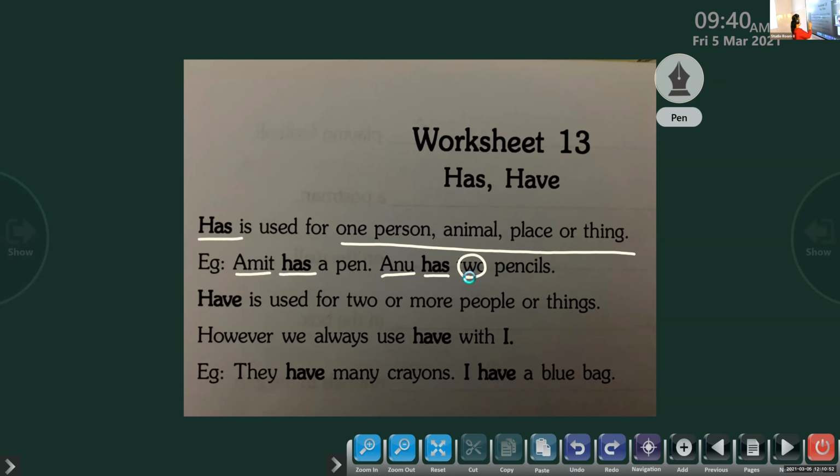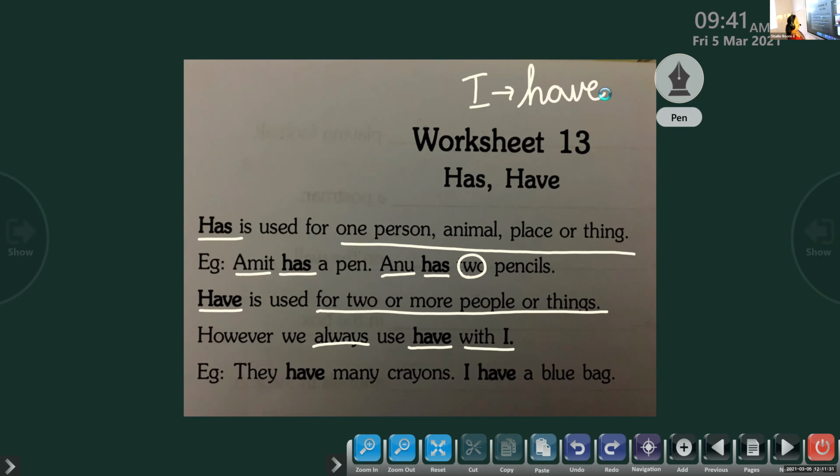Now, the next word is have, which is used when we speak about 2 or more people or things. When we speak or write about 2 or more people or things, we must use have. There is one change in this rule as well. What is that? We also use have with I. That too, always. That means whenever we write I, we must use the word have.